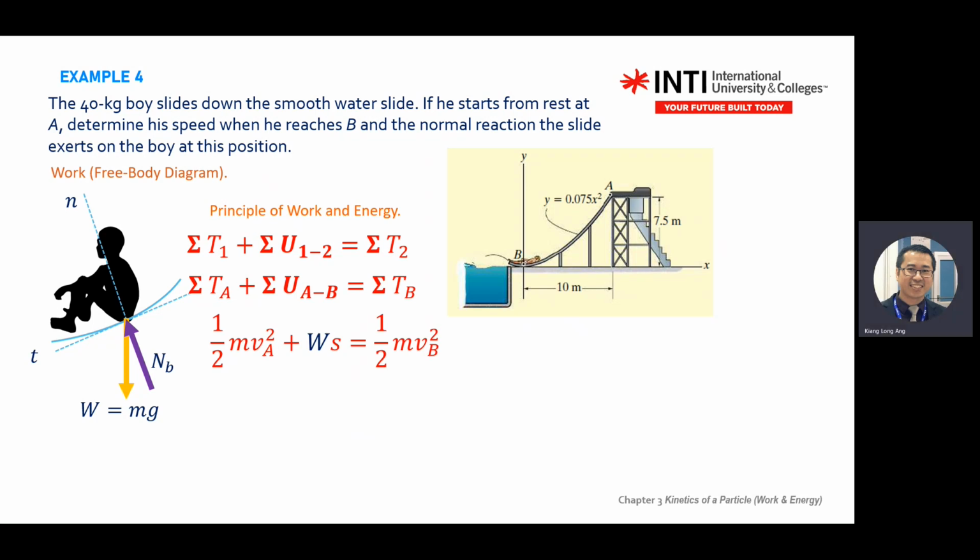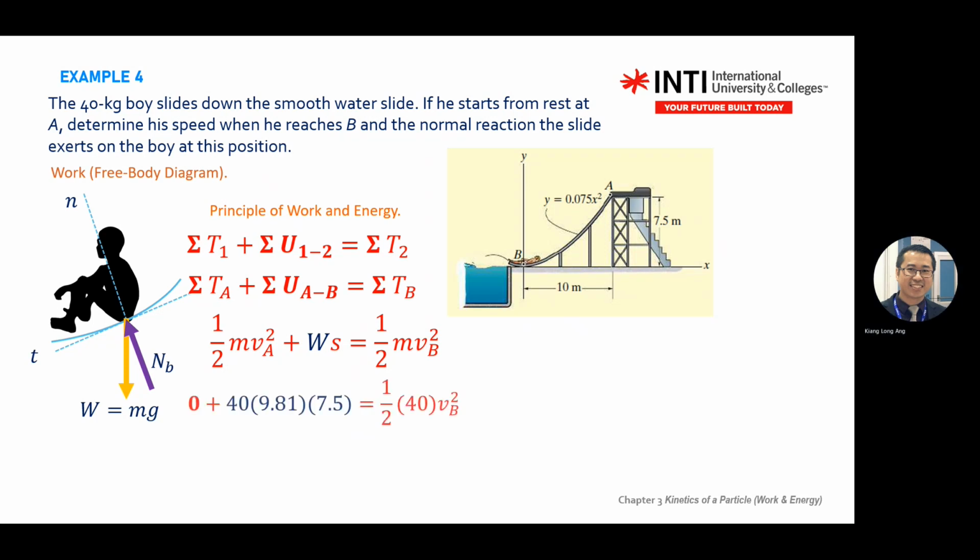Half mv squared for A equals the work done. If you look here, you only have two forces, and NB does not do work, right? So you only have W. Then half mv squared. You plug in the information.